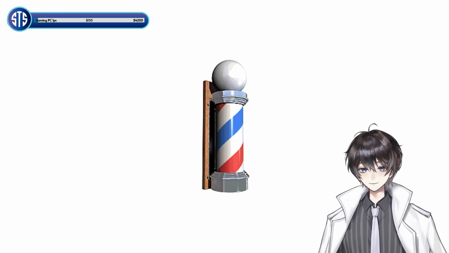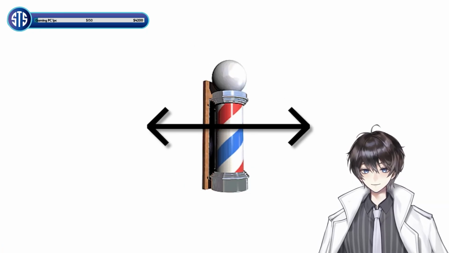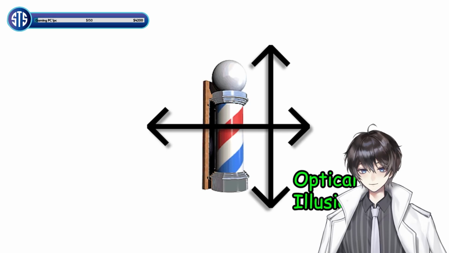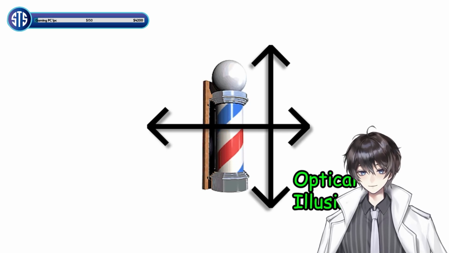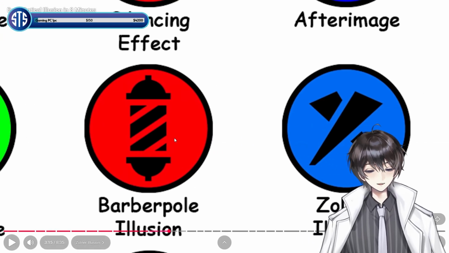Did you know that the diagonal lines in a barber pole actually rotate horizontally and don't go up or down? The vertical movement is just an optical illusion. Fuck, I didn't even know that.